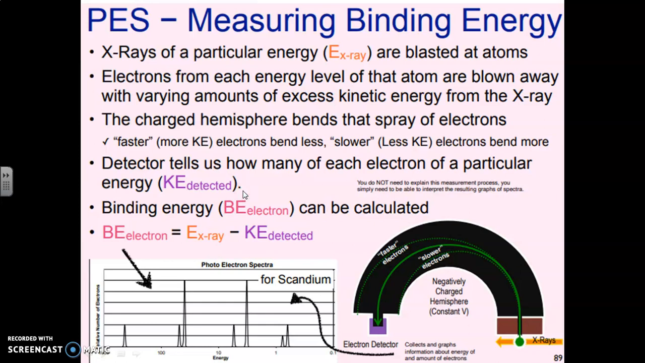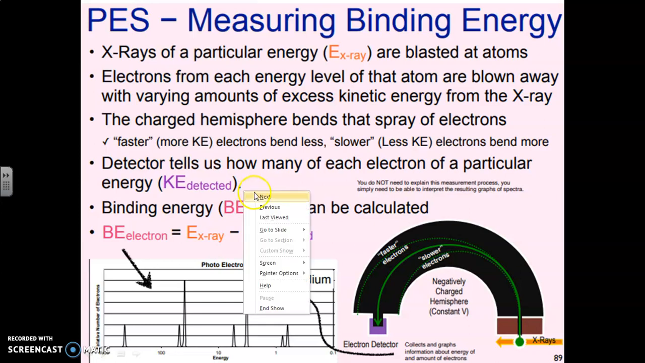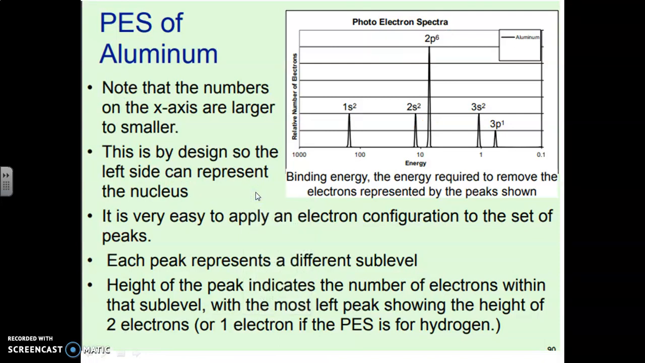Let's go to the next slide, which is giving me difficulty right now. Okay. So this is the PES of aluminum, and this will sort of explain it a little more. And again, notice that the energy is in the reverse direction. The higher energy ones that are closer to the nucleus are here, and the ones that are further away from the nucleus leave with less energy or less binding.